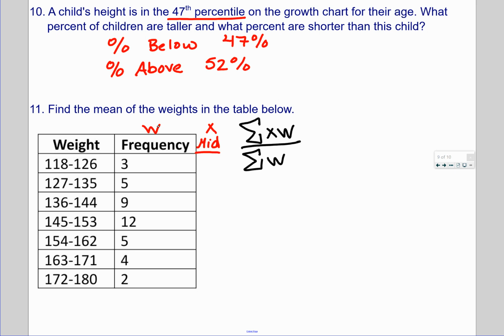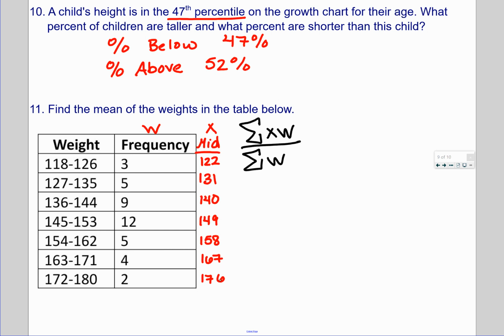So the midpoint of 118 and 126 is, if you add them up and divide by 2, 122. For 127 to 135, the midpoint is 131. Between 136 and 144, my midpoint is 140, and you can see the same thing happening here that was happening with our frequency table. They're increasing by 9, so you can just follow that pattern all the way down if you want: 149, 158, 167, 176.